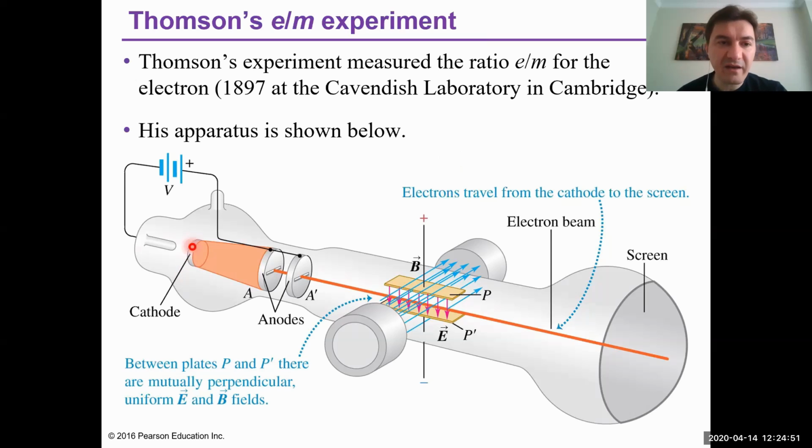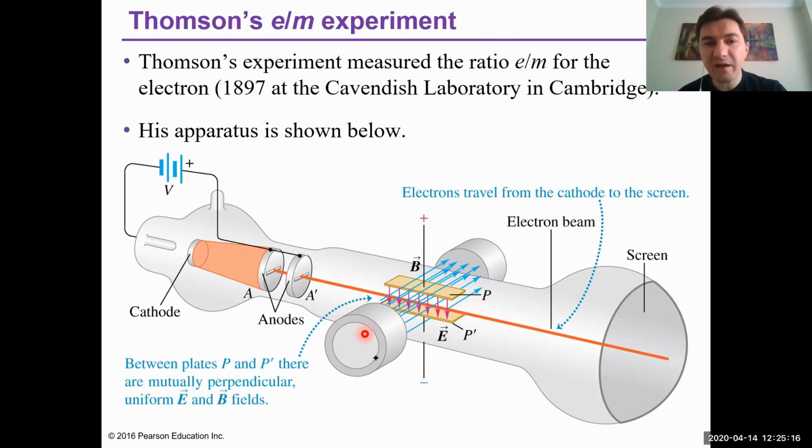So this is the apparatus used by Thomson. Here we have a cathode, negatively charged. This is the EMF here. And here we have positively charged anodes. Electrons are accelerated from the negatively charged cathode to the anodes. Here we have very small slits, and then you produce an electron beam.